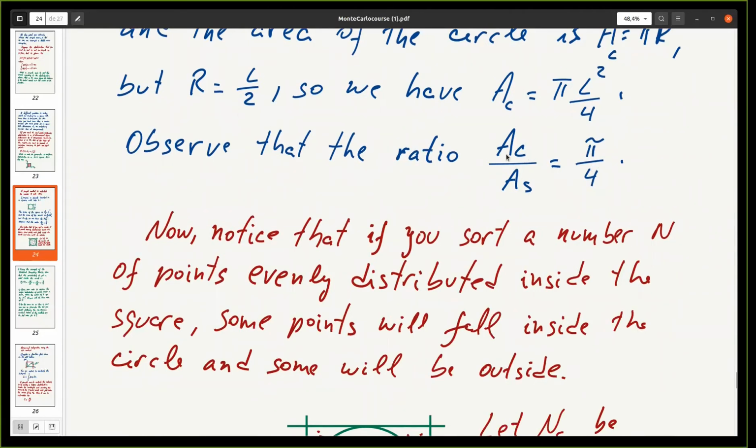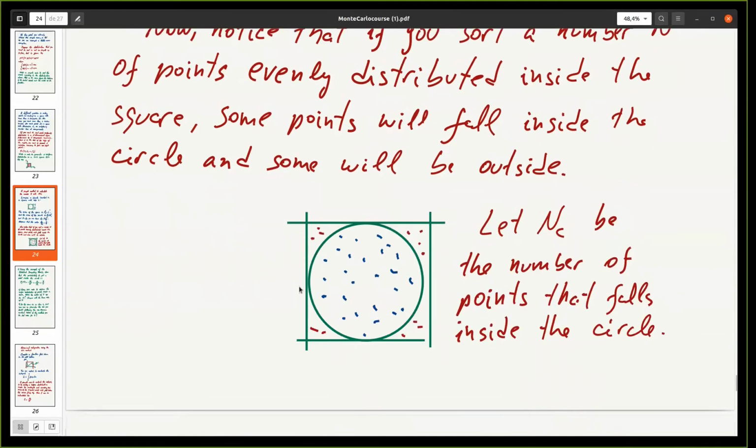So this is a way to obtain the number pi. We just need to calculate the ratio between these two areas and multiply by 4. Now, notice that if you sort a series of points inside this square, some of the points will fall inside the circle, but some will fall outside the circle.